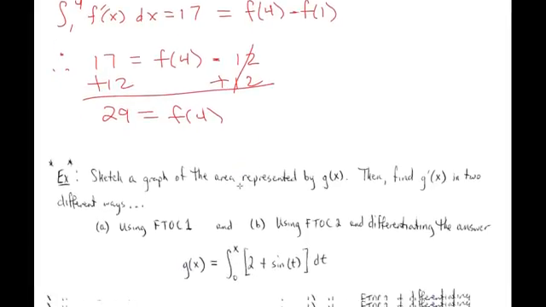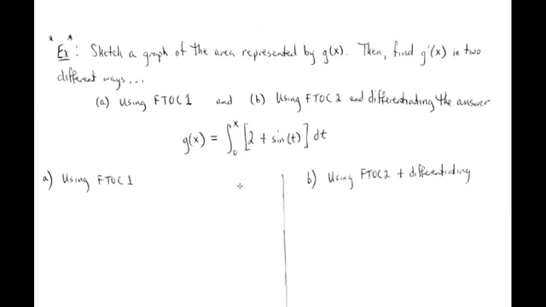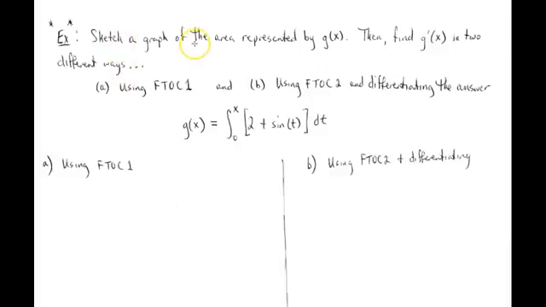So moving on to our next example here. What we want to do in this case is sketch a graph of the area represented by the function g of x, and then we want to find its derivative in two different ways. We want to find the derivative first by using the first part of the fundamental theorem of calculus, and then we want to do it again by using the second fundamental theorem of calculus, in other words, part 2 of it, and differentiating that result to get to our answer. So I'm going to move on to the next page here so I can get to a graph so that we can actually talk about drawing what the area under this curve looks like.